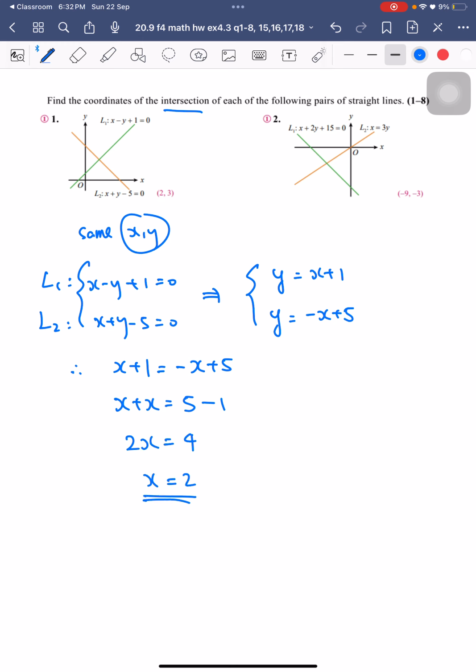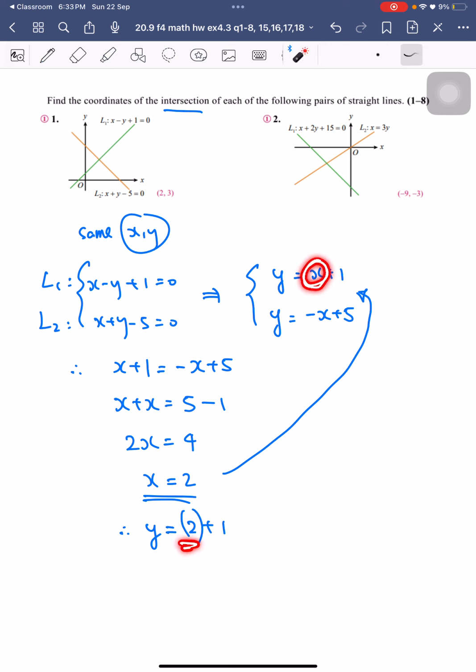After you find the value of x, you need to substitute back into either of the equations to get the value of y. So now I have y is equal to 2 plus 1. I just substitute x to be 2, or you can substitute x as 2 in the other equation as well. So now I can say y is equal to 3. So the intersection is 2, 3.